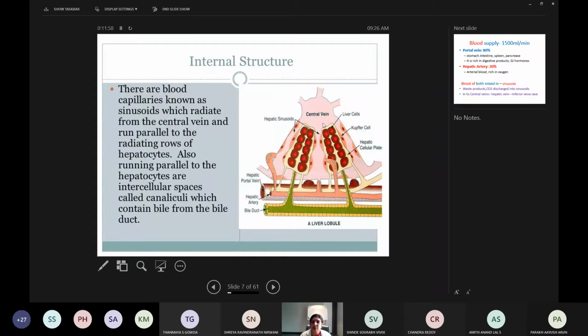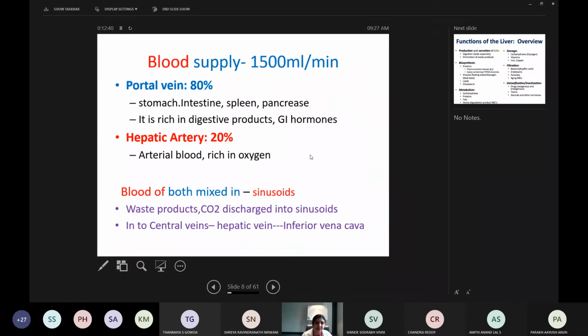So all these sinusoids and hepatocytes secrete the bile and release it into the intracellular canaliculi, meaning in between the cells, and these intracellular canaliculi join together to form intercellular canaliculi, and they empty into the main hepatic duct here. Then arterial and venous blood also will enter like this, and again it will be mixed, and whatever function will be done, again that will be going into the portal vein to the inferior vena cava.